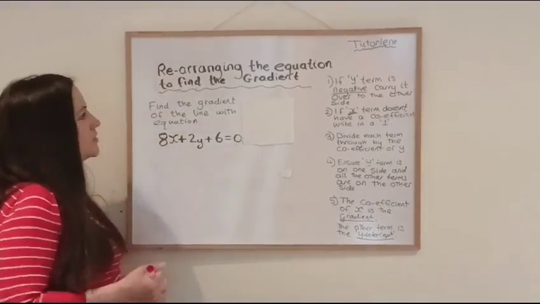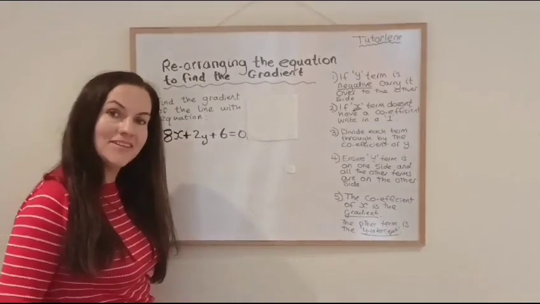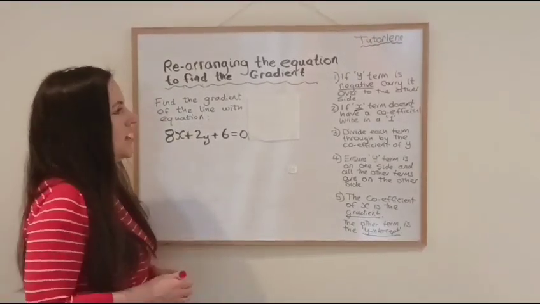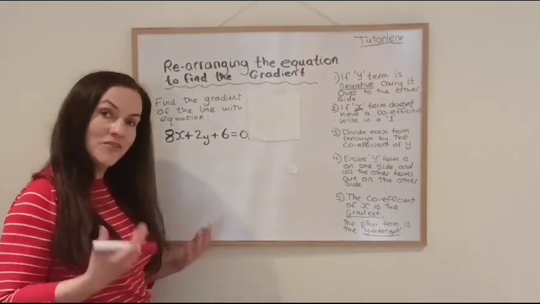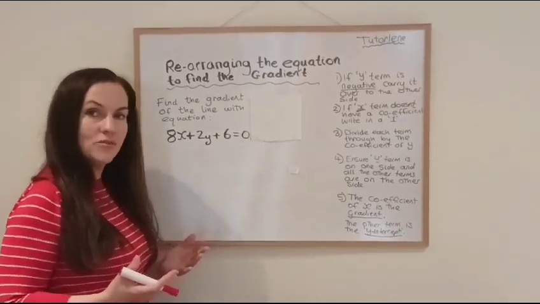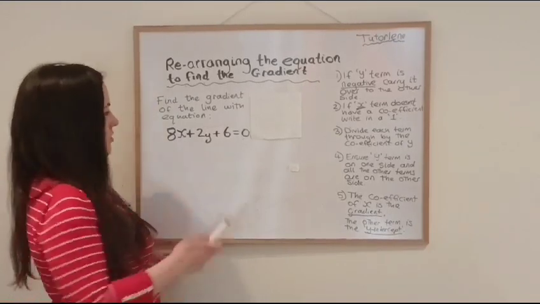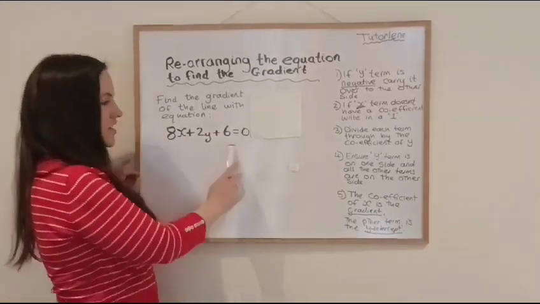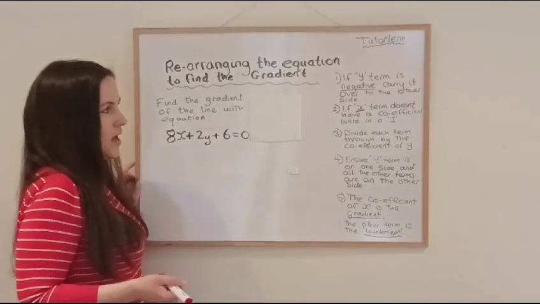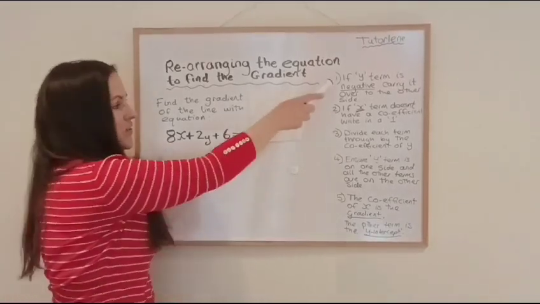So this time we're going to be looking at rearranging the equation to find the gradient. This is something that you need to know for National 5 and for Higher maths. Quite often you'll have seen questions where you're finding the gradient using y2 minus y1 over x2 minus x1. That's not what we're doing here. It's when we've got equations like this and we have to put them in a format that we can find the gradient. And what I've got over here is 5 steps.